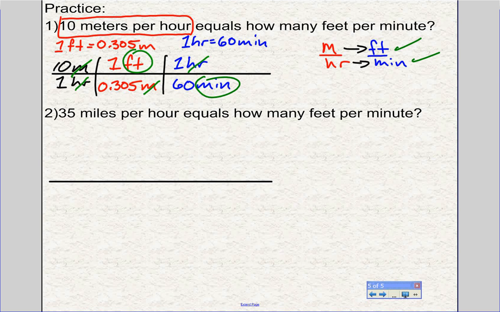So now I can just multiply straight across. I get 10 over 60 times 0.305 equals 18.3. So take 10 divided by 18.3. You get 0.55 feet per minute.